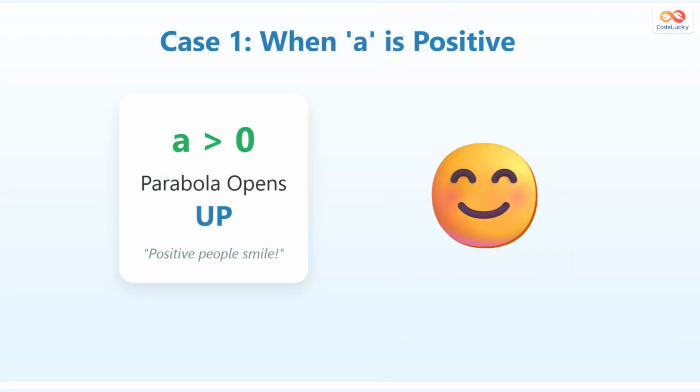Let's look at the first case. When A is greater than 0, meaning it is a positive number, the parabola opens upwards. An easy way to remember this is to think of a positive attitude leading to a smile. The graph looks like a smile.